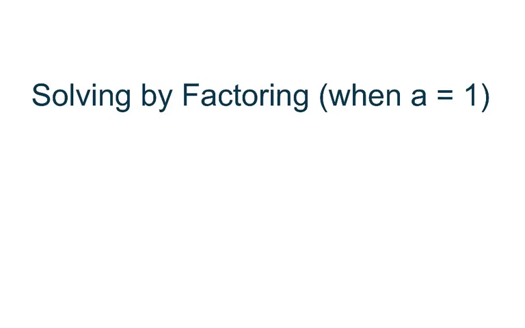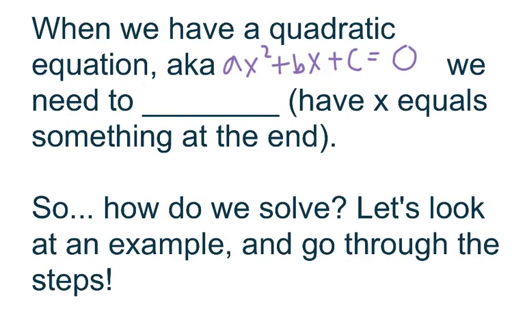Solving by factoring when a equals 1. Okay, so when we have a quadratic equation, aka ax squared plus bx plus c, notice now though we have equals 0. That's the difference between this task and task 1. We need to solve, which means we're going to have x equals something at the end of our problem. So how do we solve? Let's look at an example and we'll go through the steps.